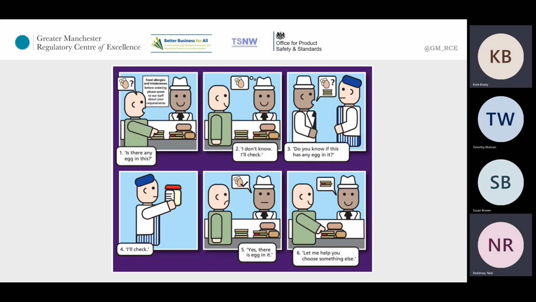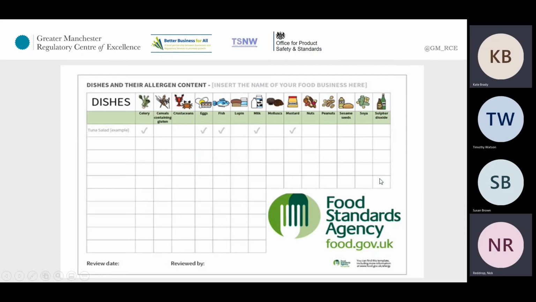Processes must be in place. They should be updated in your HACCP or food safety management system, and this should be communicated to staff. Open communication is key, and look at the underlying causes of what happened, why it happened, to prevent that reoccurrence. Next slide, please.